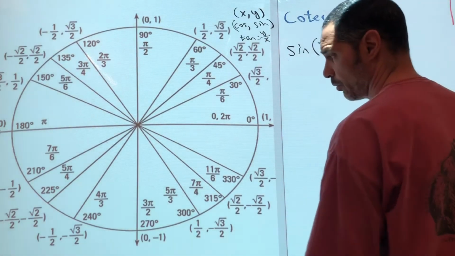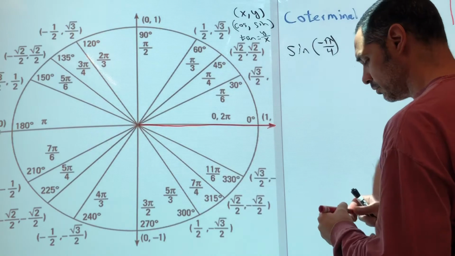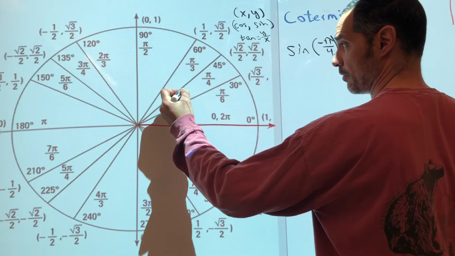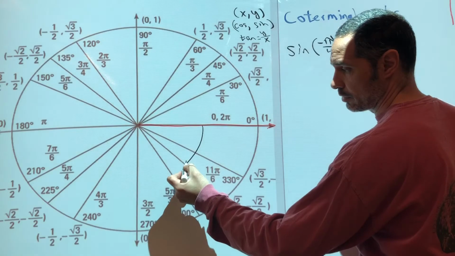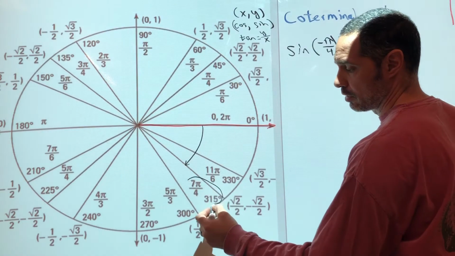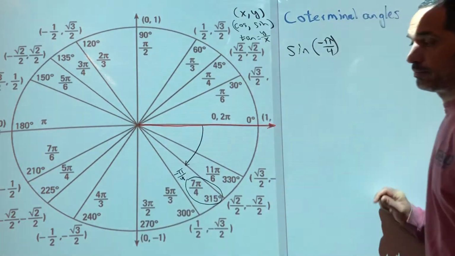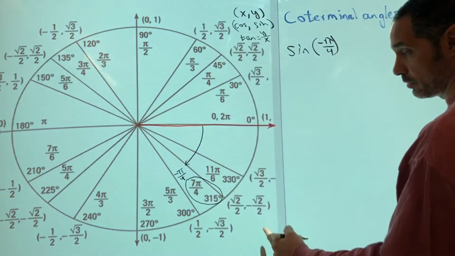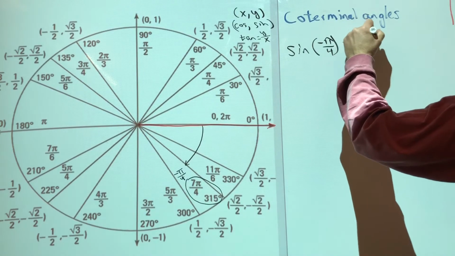Because we have the sine of negative pi over 4, well, we know that we're starting here. And positive pi over 4 would be in this direction, 45 degrees. But that means that negative pi over 4 would be in this direction, 45 degrees. And so we end up here. So I want to find the sine of that. Well, sine is y. So the y value is negative square root of 2 over 2.